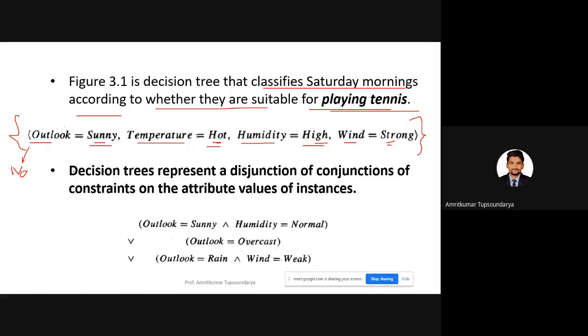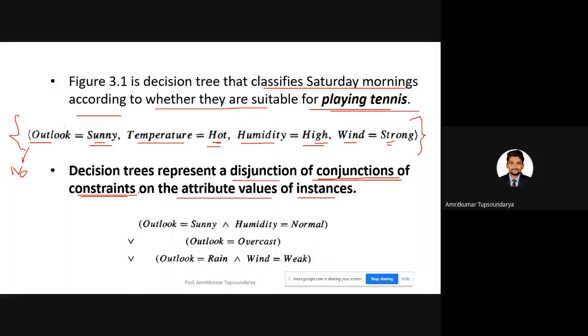Now, one important factor to be considered here is how the decision tree represents things. It represents a disjunction of conjunctions of constraints. Right? We already learned about what the constraints are and what the conjunction of the constraints is in our previous lectures, when we formed the set of all the possible values and formed the conjunction of the constraints. So what the decision tree does is represent a disjunction of all these conjunctions of constraints. Now these conjunctions of constraints are on the attribute values of that particular instance.